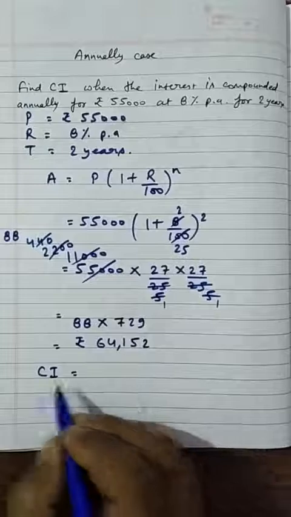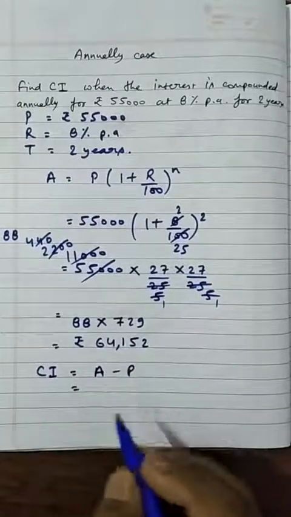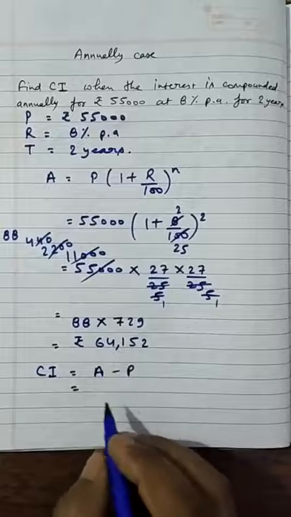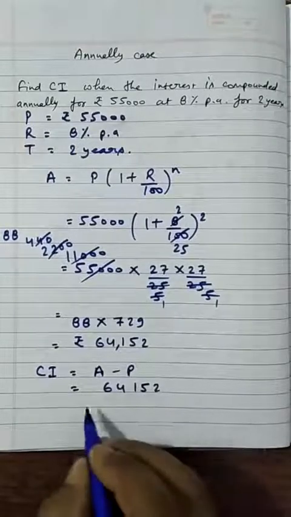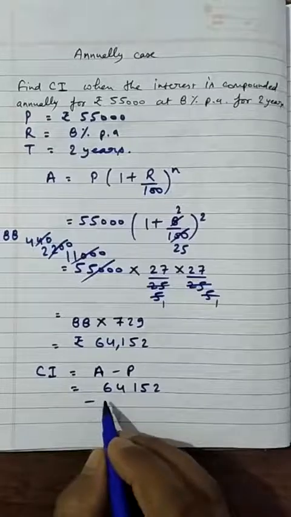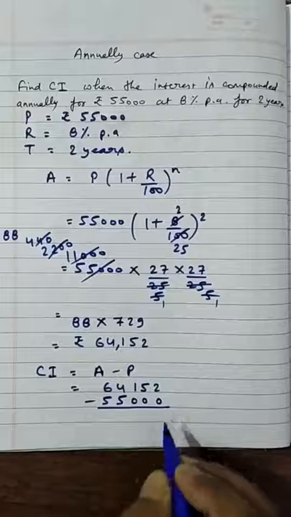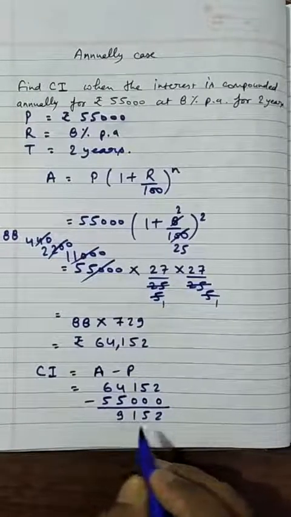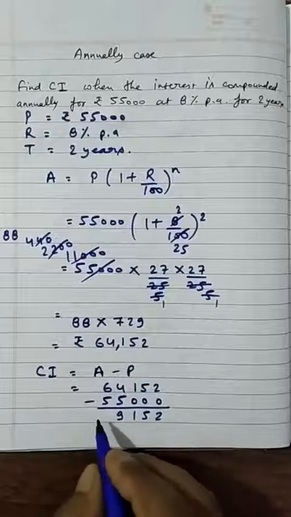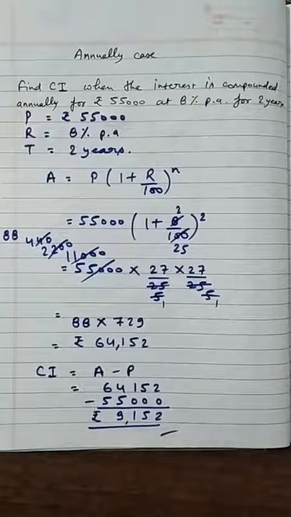Now we will find the compound interest. The formula is A minus P. Amount is this one, 64,152, and the principal was 55,000. So this is 9,152. So compound interest is 9,152.